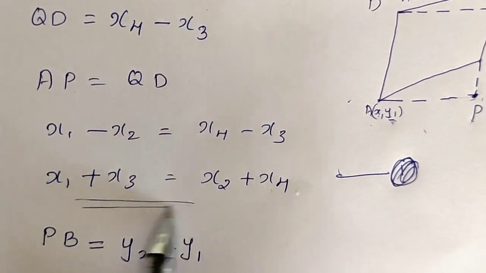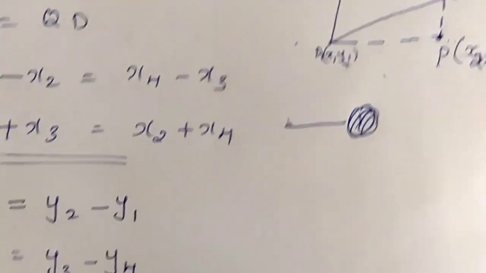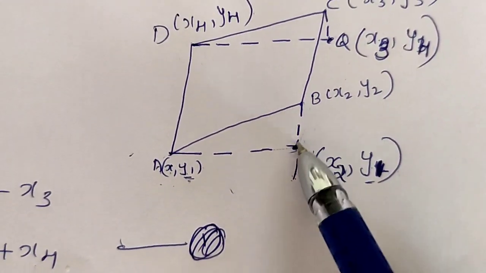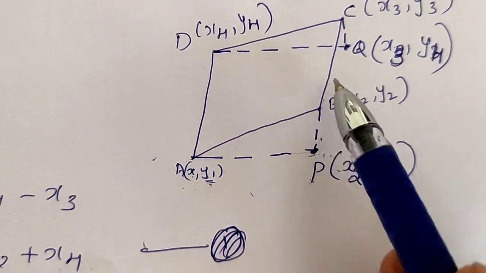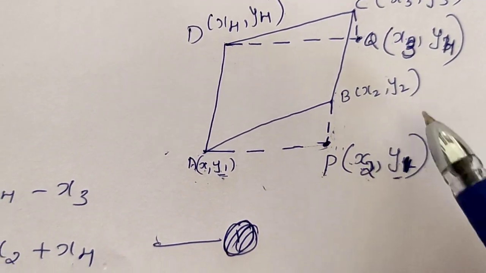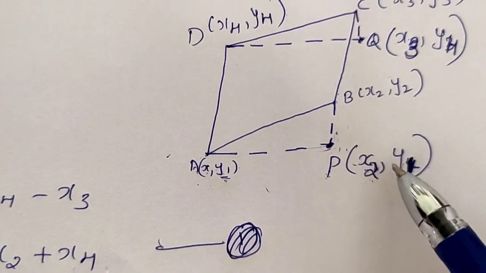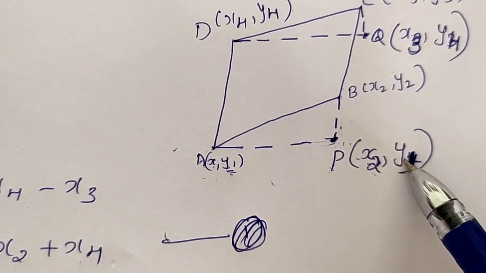Okay, so the first part proof is over. Then the second one: here we have PB. What is the length of PB? Here the x coordinates are equal, therefore the difference in their y coordinates is the distance between the points. So that is equal to y2 minus y1.